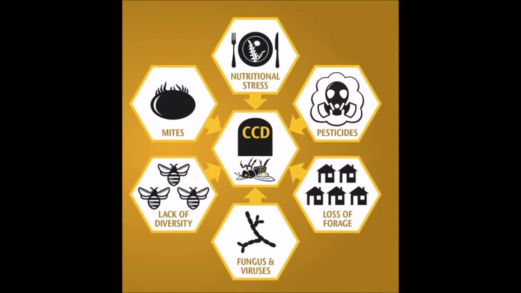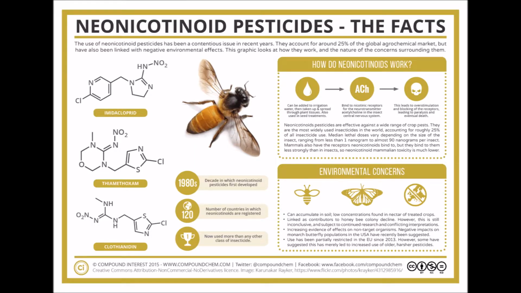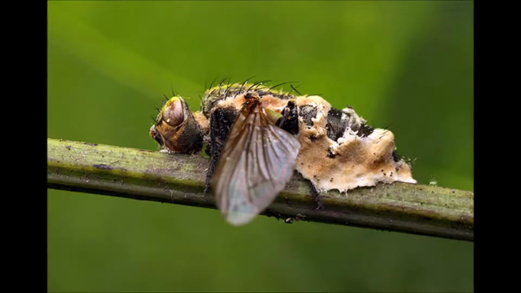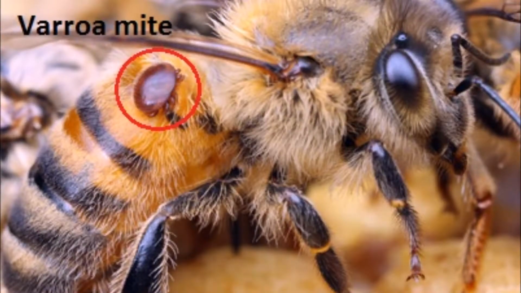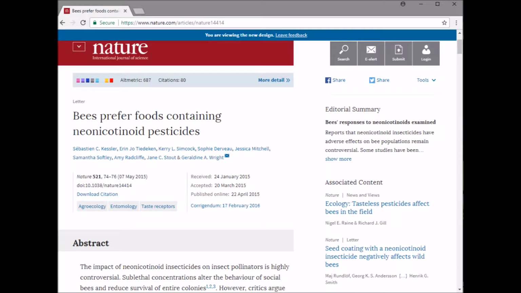Colony collapse disorder is believed to be caused by multiple stressors on a hive at a particular time. However, it's believed that neonicotinoid insecticides are the primary culprit in initiating colony collapse disorder. In addition to neonicotinoids, fungi, bacteria, viruses, and parasitic mites have also been implicated in colony collapse disorder.